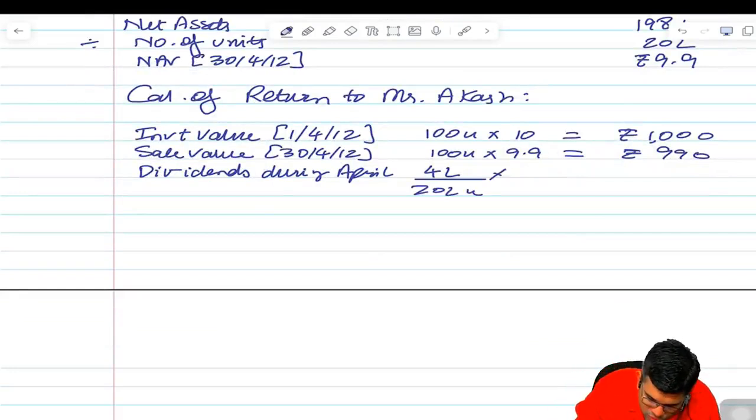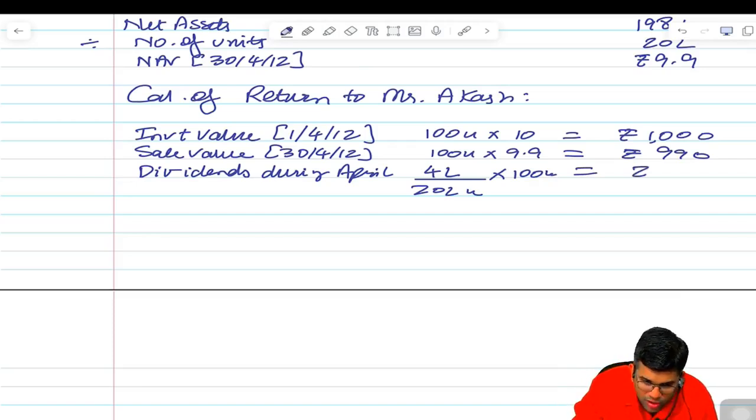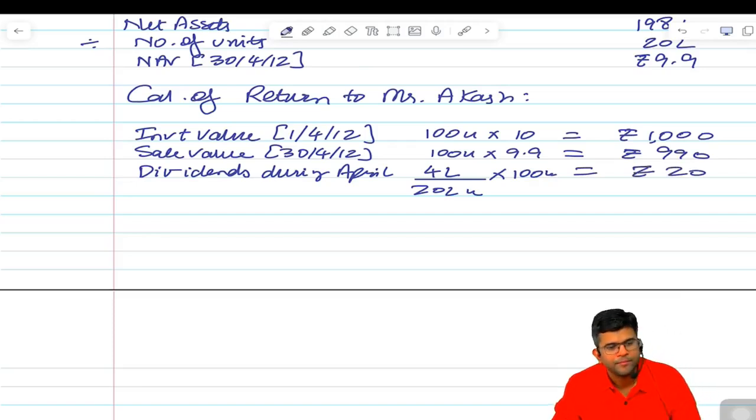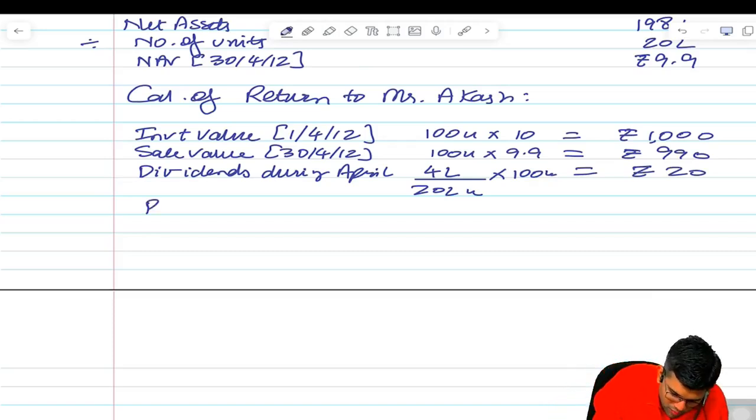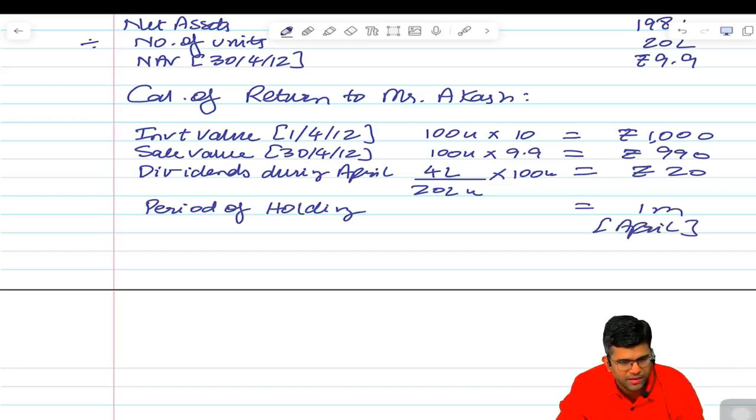And this guy was holding 100 units. Everybody clear? So do you understand that he must have got rupees 20 as dividend? What was his period of holding? The period of holding, do you realize, is 1 month. That is the month of April. Only 1 month he was there in this particular fund.